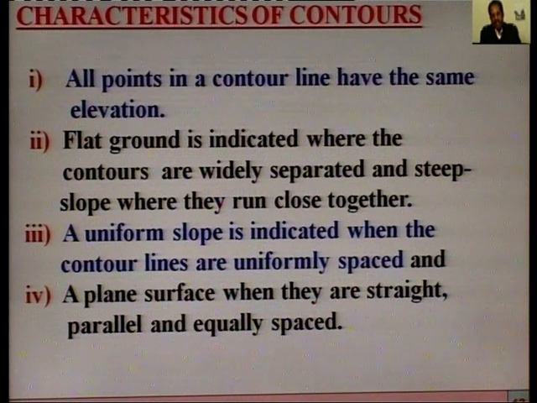Flat ground is indicated where the contours are widely separated, and steep slope where they run close together. That is, if the contour lines are widely separated, it will indicate a flat ground, and if they are running close together, it will indicate steep slope. A uniform slope is indicated when the contour lines are uniformly spaced, and a plane surface when they are straight, parallel and equally spaced.